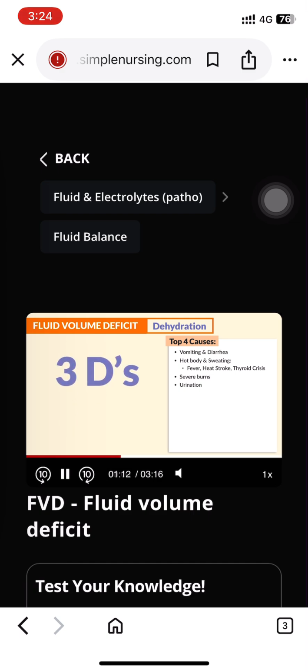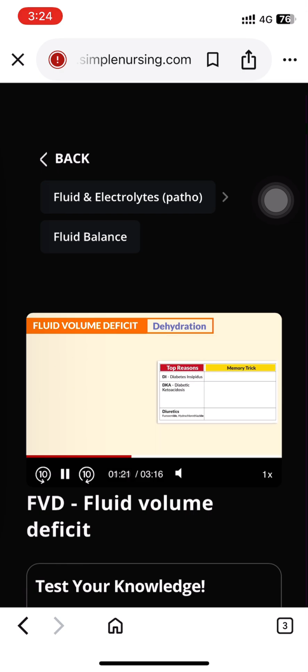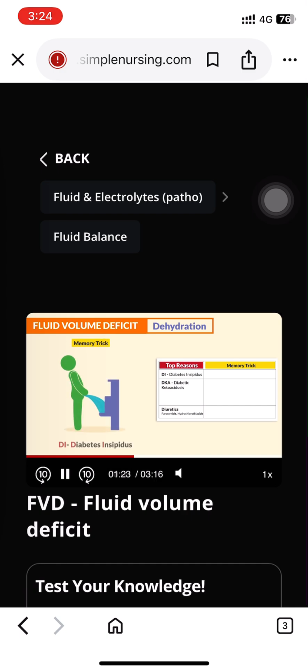But really the big ones to write down here are the 3 Ds: DI, DKA, and diuretics. So the top reasons that clients lose fluid in the clinical setting here is DI, diabetes insipidus. So the memory trick for the 3 Ds, just think DI, think dry inside. Clients diurese fluid like up to 20 liters a day. We're talking lots and lots of urine here.